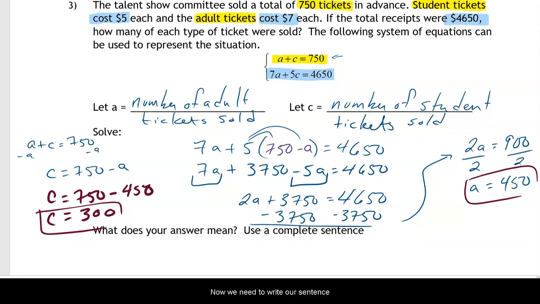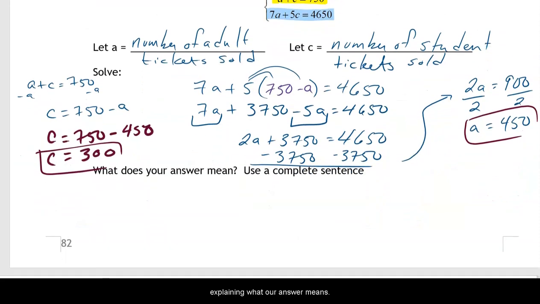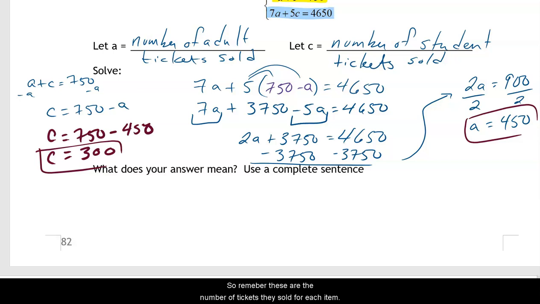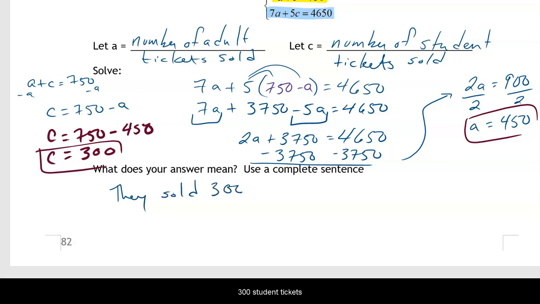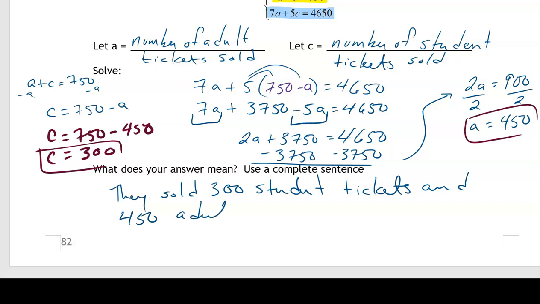So now we need to write our sentence explaining what our answer means. So remember, these are the number of tickets they sold for each item. So this means they sold 300 student tickets and 450 adult tickets for the talent show.